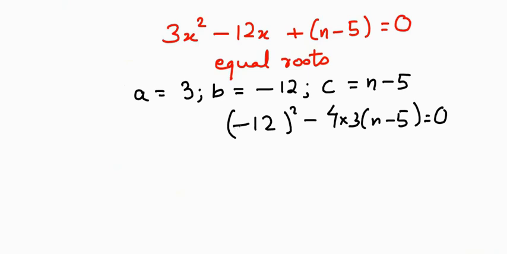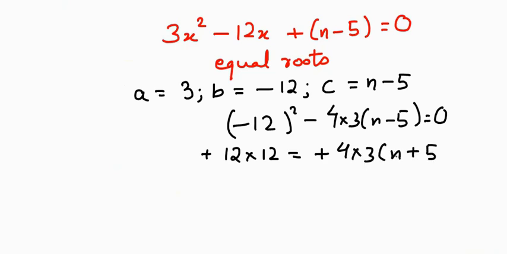We can directly square it, but a simpler form will be just to leave it as a multiplication. But minus into minus is plus. So plus 12 into 12 is equal to, this is negative, so on the other side, this would be positive 4 into 3 into n minus 5. Now we can cancel these. This 4 will be cancelled by this 12, 3 times. And this is also cancelled.